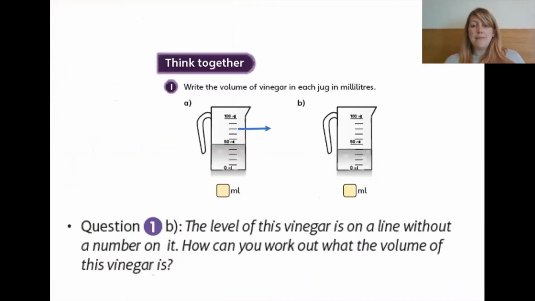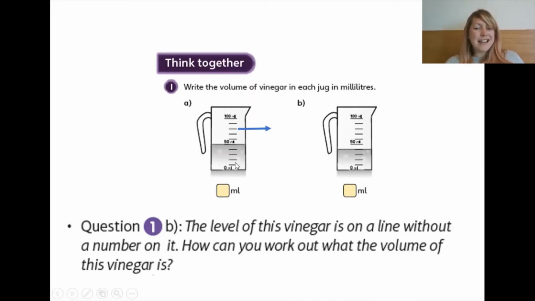Here's your think together. Write the volume of vinegar in each jug in millilitres. For example, if the line was up to there instead, then how I would answer this question is I'd look at the scale here. I know that it jumps from 0 to 50, and that jumps from 50 to 100. So what I would do is start counting in the scales.